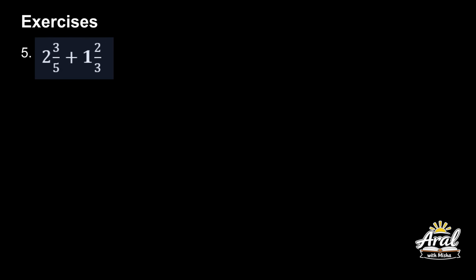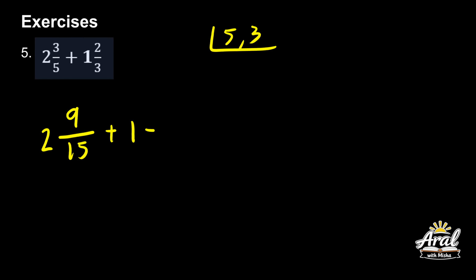Okay, mixed fraction naman tayo. So, 5 and 3, wala silang common factor, no? So, multiply mo lang yan, 5 times 3 is 15. So, in order to make the fraction 15, 15 divided by 5, that's 3. 3 times 3 is 9. Plus 1 and 15. 15 divided by 3 is actually 5. 5 times 2, that's 10. Okay?